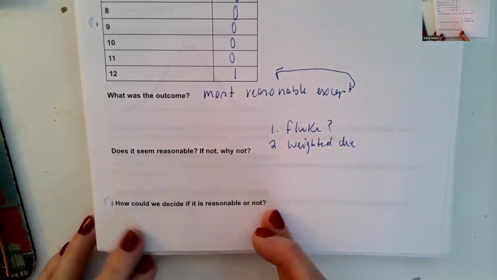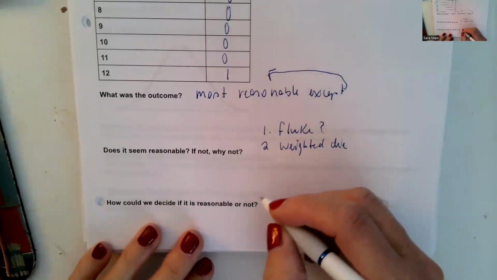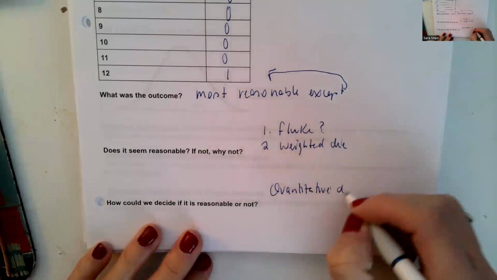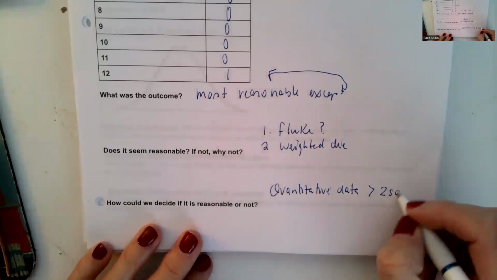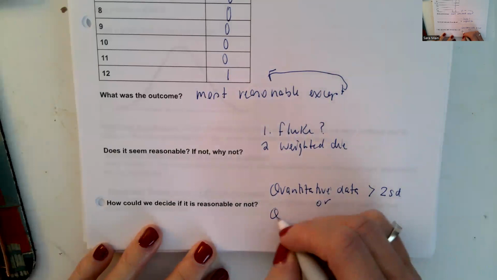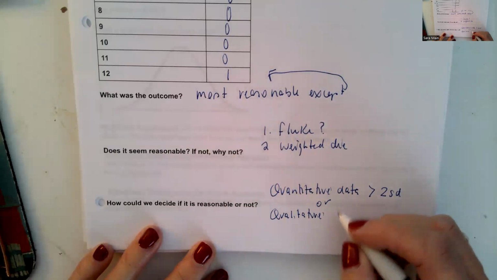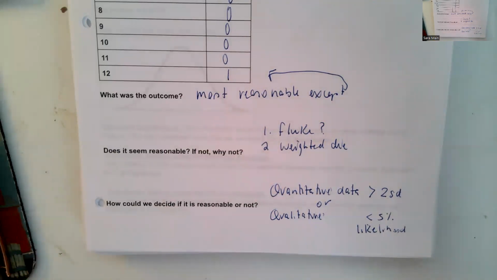How could we decide if it's reasonable or not? So we can do this in 2 different ways. We've learned with quantitative data this semester that if a value is more than 2 standard deviations away, we consider that unusual. Or with qualitative data in our probability section, we learned that anything that is less than 5% likelihood, we said was also unusual.